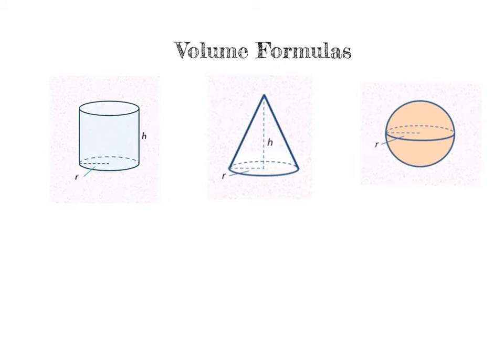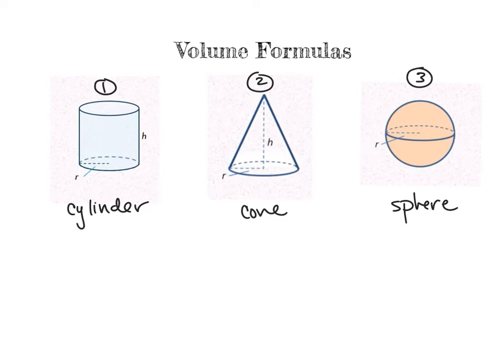All right, so here are our three-dimensional figures. First one is called a cylinder. Second one is called a cone. And third one is called a sphere. Not a spear, but a sphere.